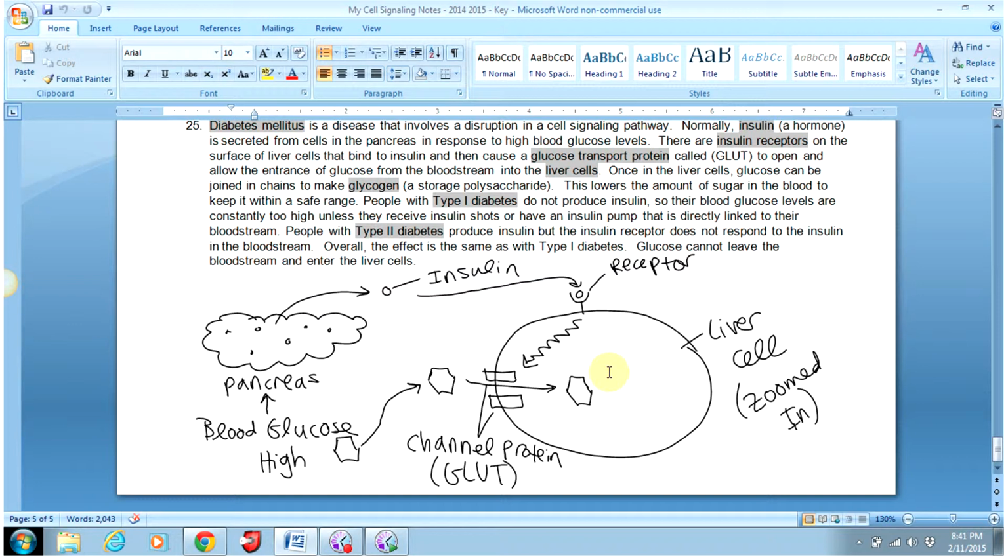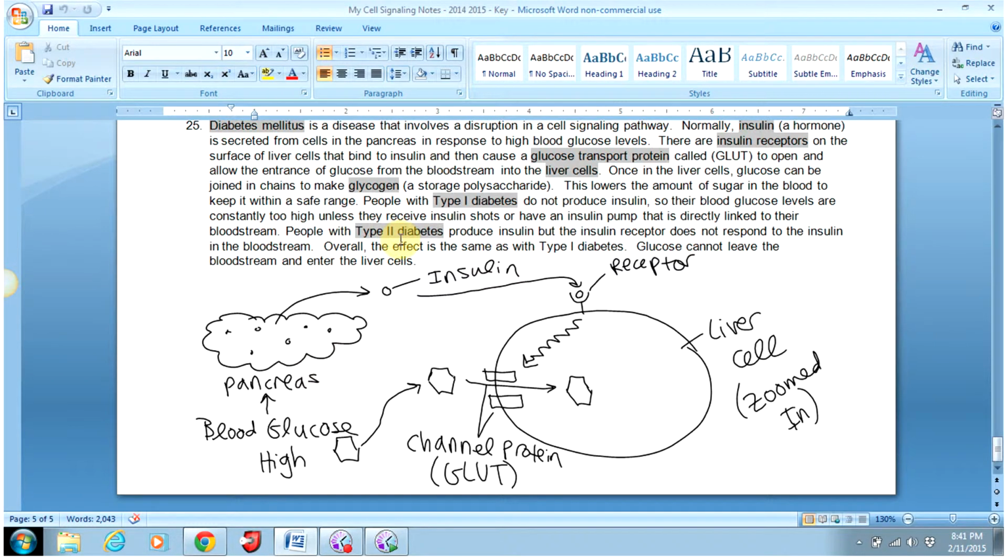Now, in type 1 diabetes, the pancreas is unable to produce insulin, so the liver cell never receives this signal, and we can't open the GLUT protein to remove glucose from the blood. So in that case, the blood glucose remains high.